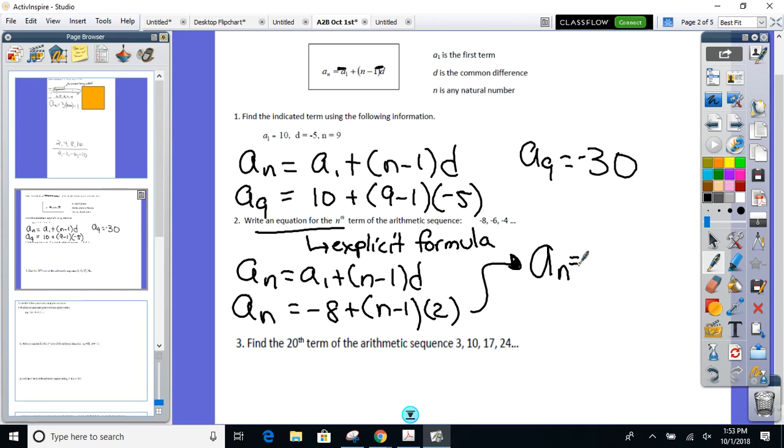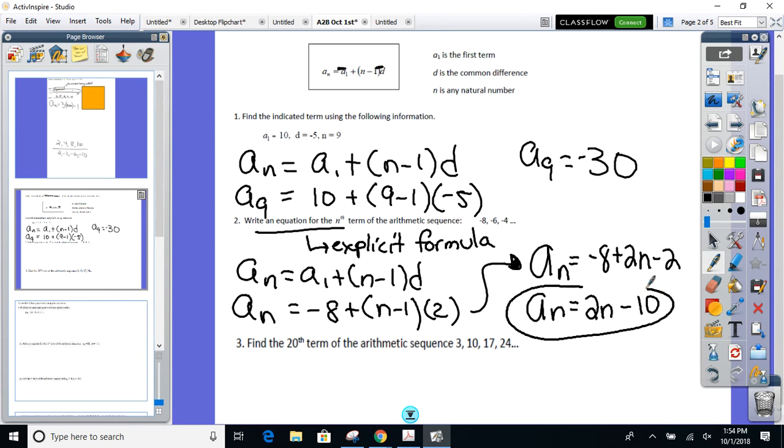So go ahead, distribute the 2. Minus 10. There you go. There's the rule: 2 times the term minus 10. Here's the power of this formula.